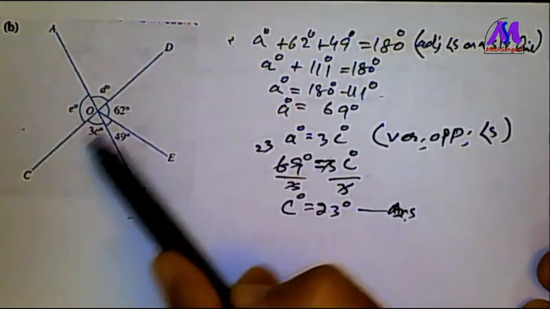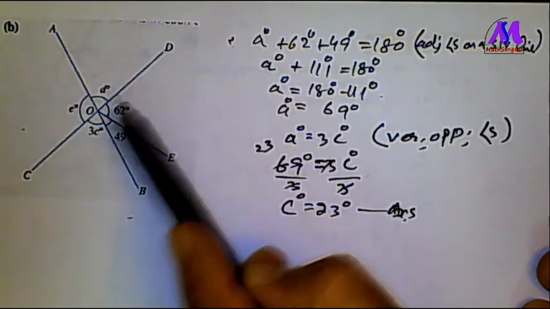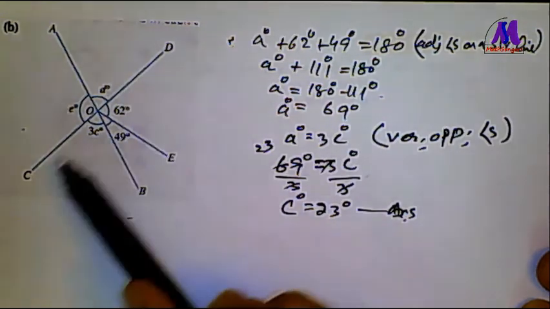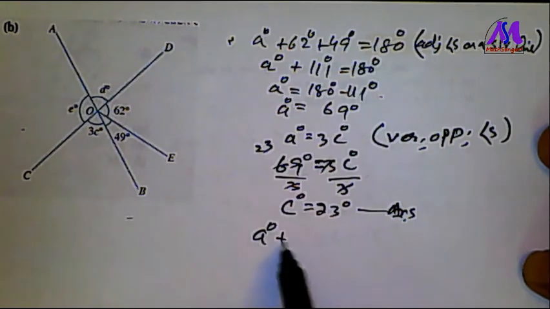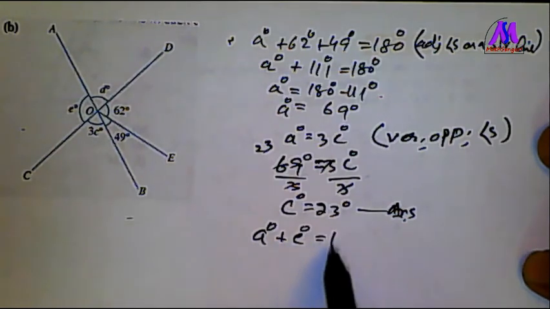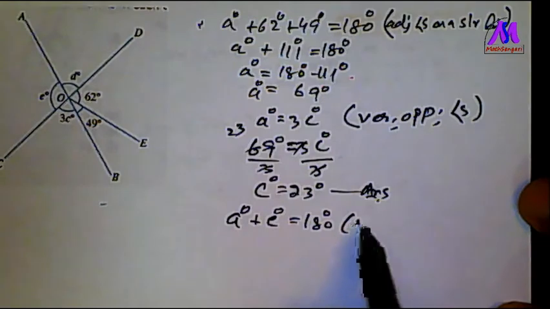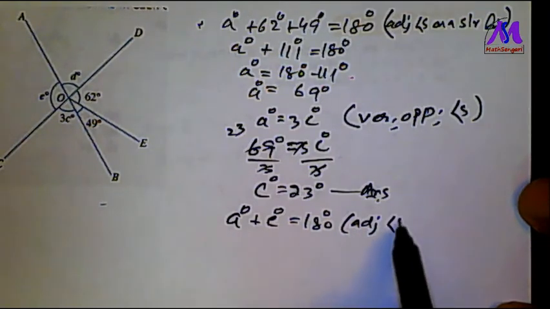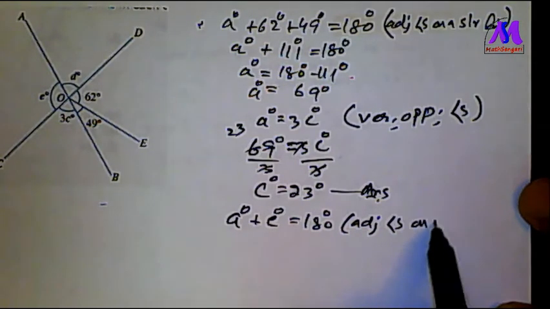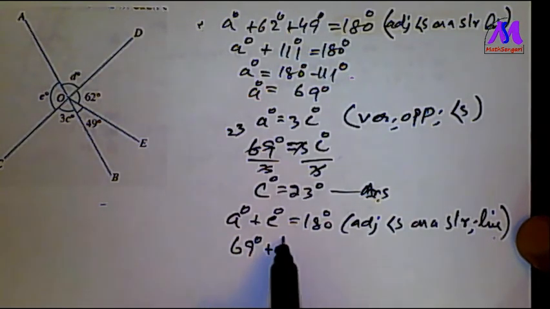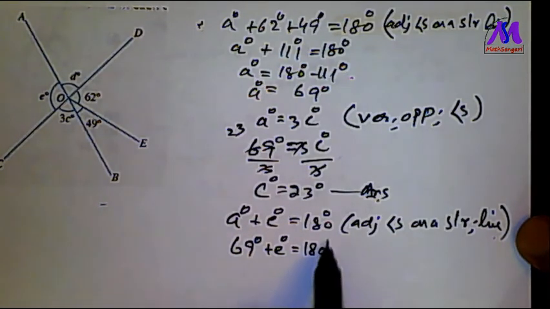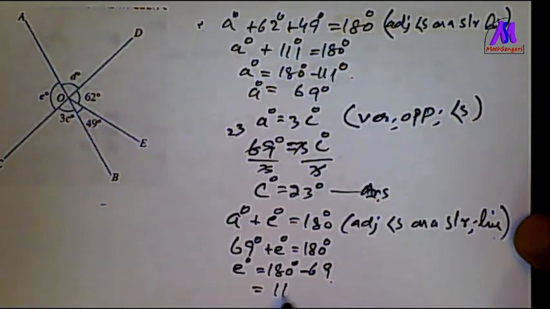On the CD line, the adjacent angles lie on a straight line. It will be a degrees plus e degrees will be equal to 180 degrees, adjacent angles on a straight line. So putting the value, 69 degrees plus e degrees will be equal to 180 degrees, so e degrees will be equal to 111 degrees.